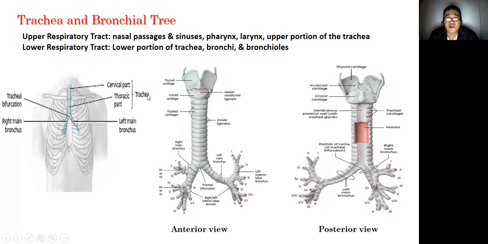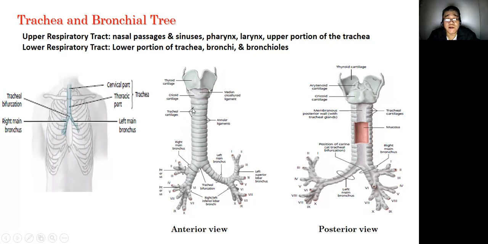So the trachea, as we know, extends from the lower border of the cricoid cartilage up to the level of the sternal angle of Louis. As we know, the cricoid cartilage is very palpable. It is just immediately below the Adam's apple, and this is at the level of the sixth cervical vertebra.